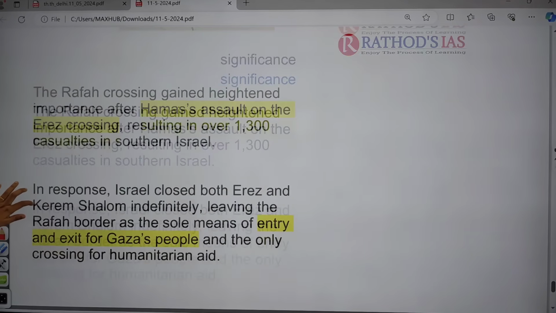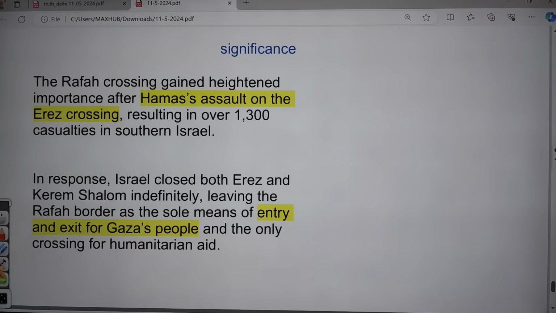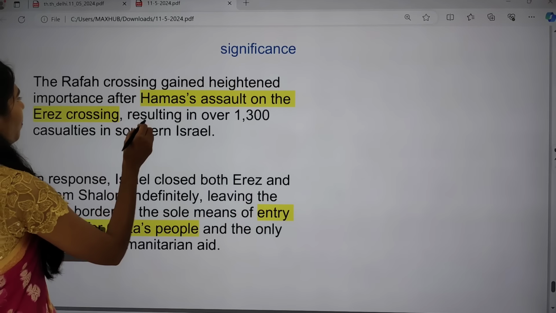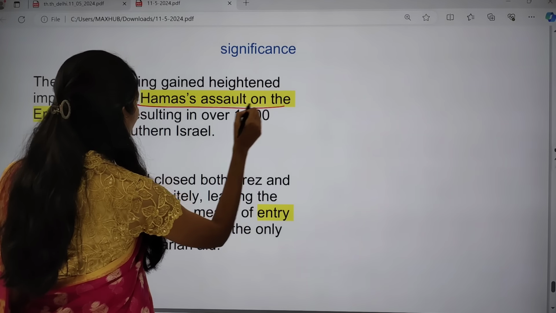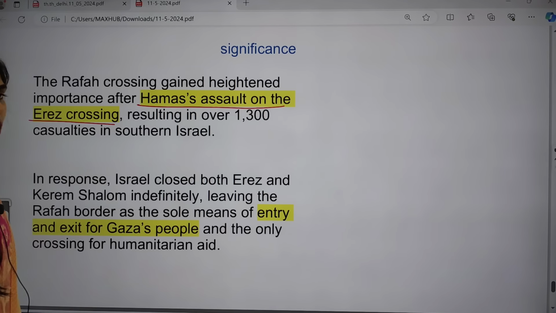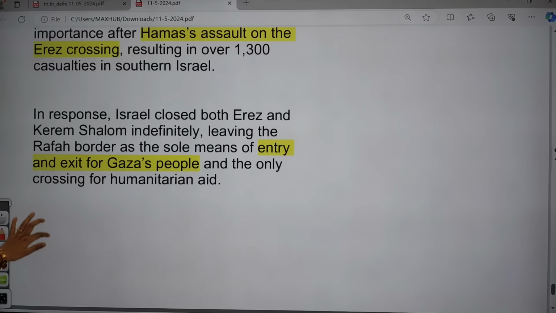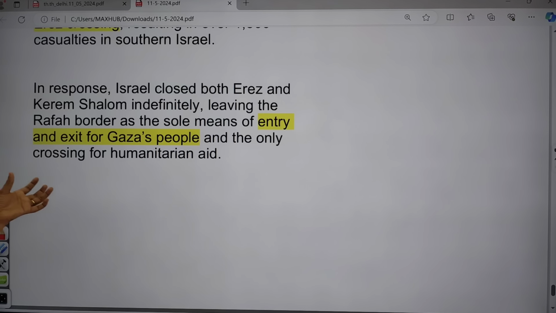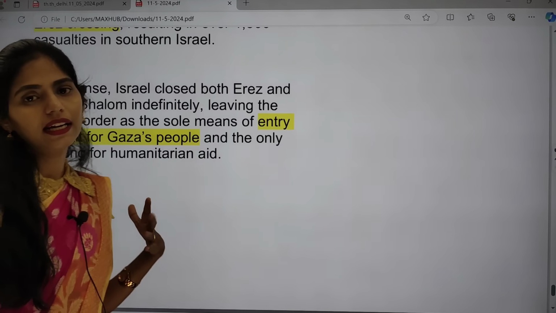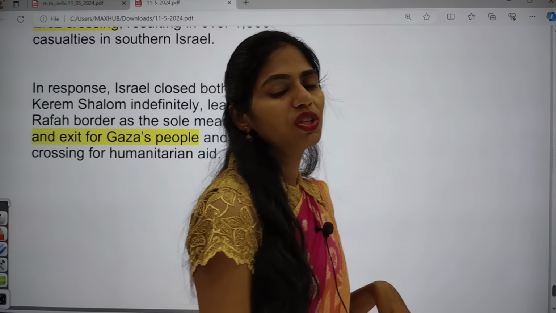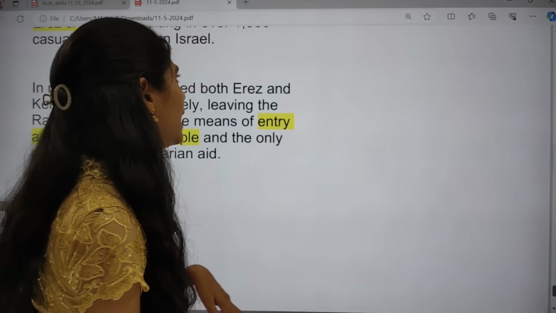Yes, now let us see what is significance of this Rafa crossing or Rafa border. So this Rafa is very important because after this Hamas assault, it resulted in over 300 casualties in the southern Israel part. And actually what happened, Israel closed these areas. So because of this, there is a stopping of entry of people and as well as exit of Gaza's people, and even they will not be getting humanitarian aid, that is a help also. So these are some important things which are mainly given in this article.